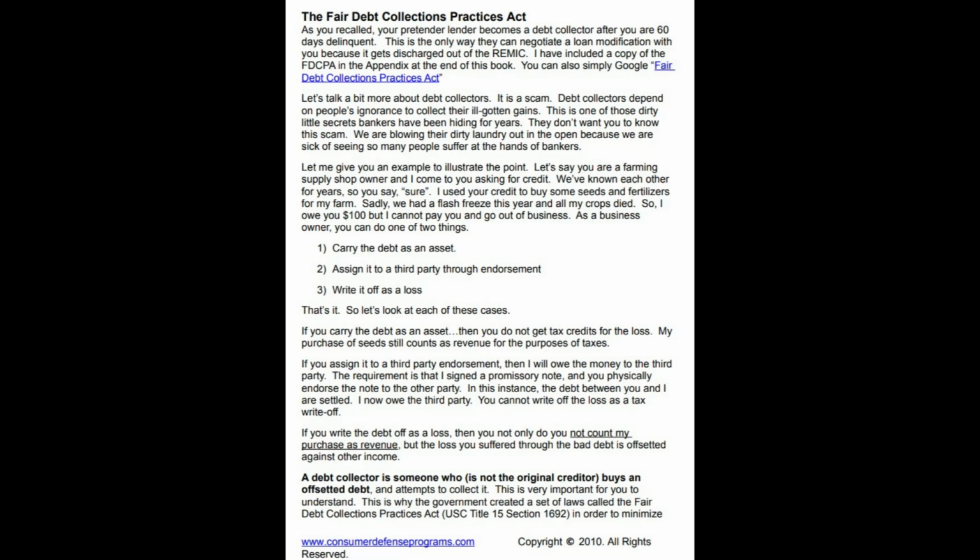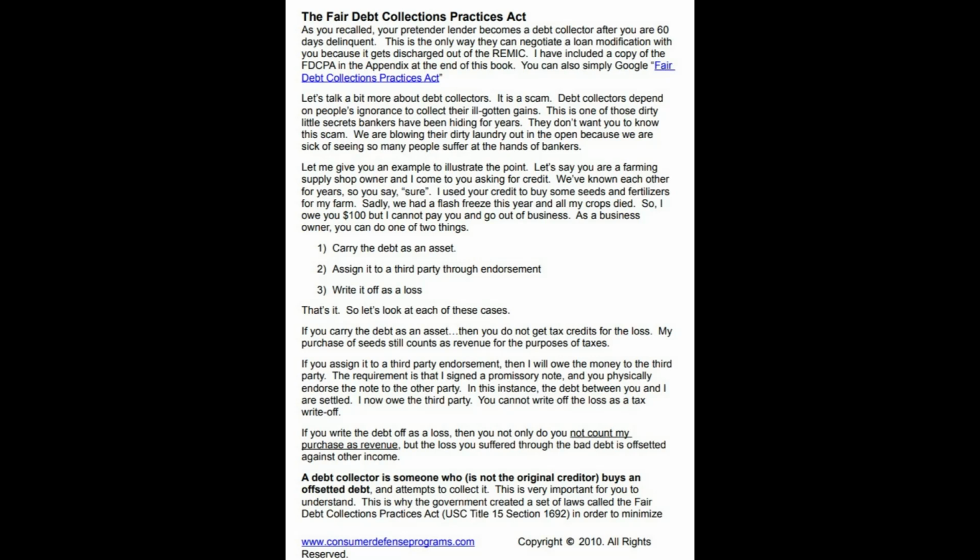If you write the debt off as a loss, then not only do you not count my purchase as revenue, but the loss you suffered through the bad debt is offset against other income. And that's what I just said. They're basically writing off the debt. It's offsetting whatever they would have had to pay to the IRS, because they're using the debt to offset it.